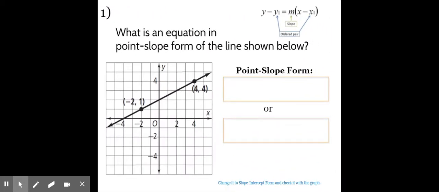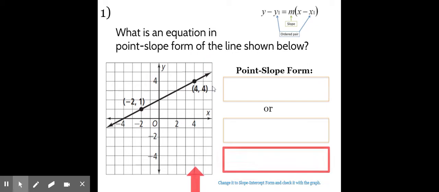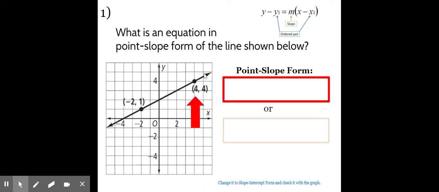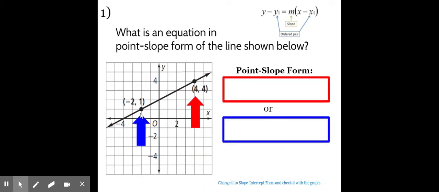We're asked what is an equation in point-slope form of the line shown below. Remember, all you need is a point and a slope. You could use any point that you want along the line, and because there's an infinite number of points, there are infinite ways that you could write this equation. We're going to do it twice. First using this point (4, 4), and then again using this point (-2, 1). You're going to see that even though our equations look different, they're actually the same equation. Let's give this a try.